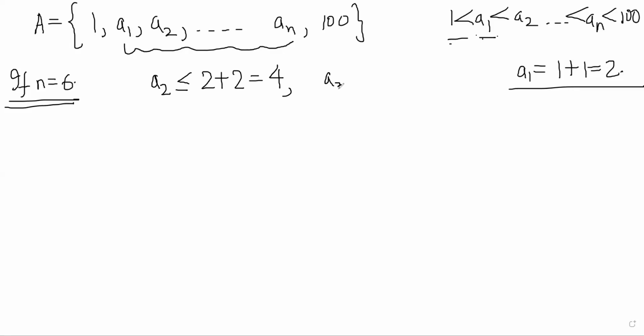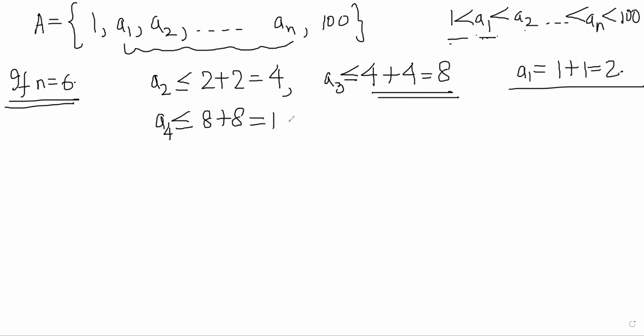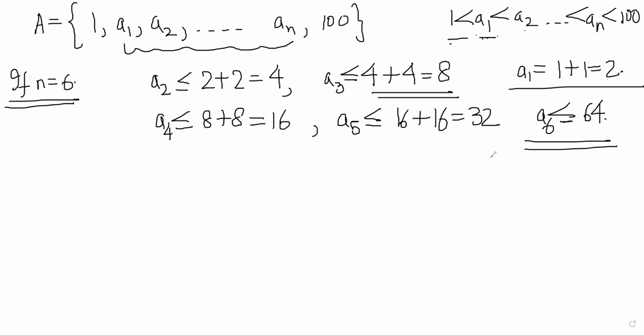Similarly, A3 has to be less than or equal to 4 plus 4, equal to 8, because otherwise it could be A2 plus A1, which is obviously less than 8. Similarly, A4 has to be less than or equal to 8 plus 8, which is 16. And A5 has to be less than or equal to 16 plus 16, which is 32. And similarly, A6 has to be less than or equal to 32 plus 32, 64.